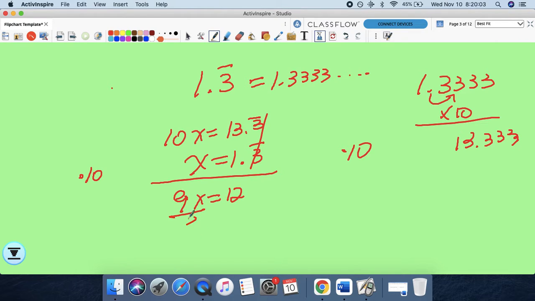So 9x. Make sure you divide both sides by 9. X equals 12 over 9, which we can simplify to 3 ninths, or 1 and 1 third.